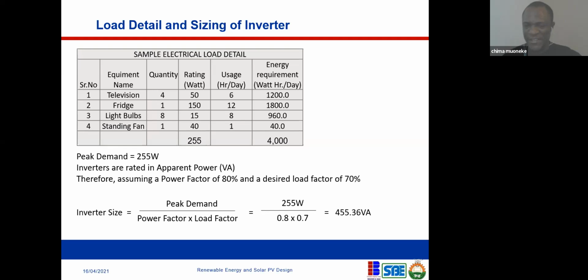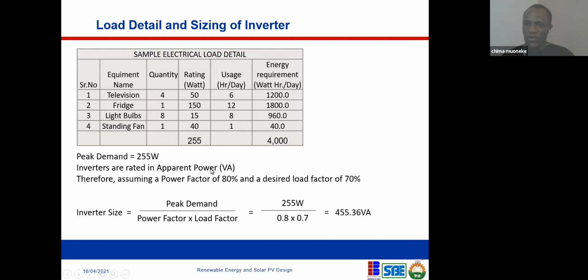So let us be clear on this. Let us not confuse it. If you see VA or kVA, they mean apparent power. For those of you that attended the first training, I'm sure this should be clear to you. It shouldn't be confusing. There are different kinds of power. You have apparent power, then you have the real power. So you need a power factor to convert apparent power into real power. When we are sizing, inverters are rated in apparent power. Like I said, it's similar to your generator that is sized in kVA.